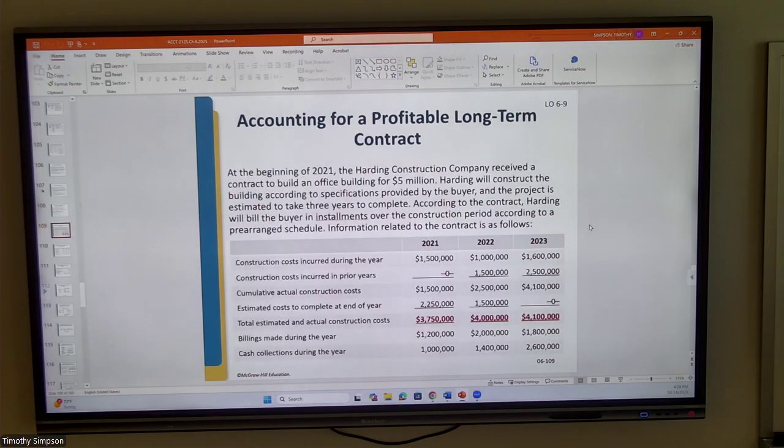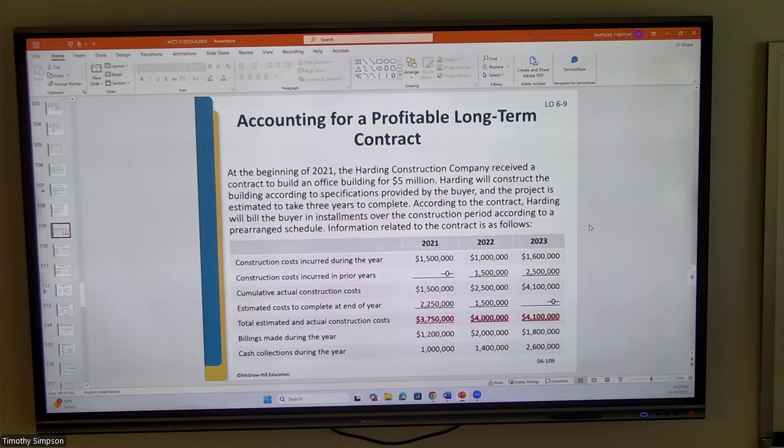So in this case, our example throughout the text in chapter 6 is that of the Harding Construction Company, and they had a contract to build an office building for $5 million in 2021. It begins in 2021, ends in 2023. And the final price, that is the final amount paid to Harding, is going to be $5 million.